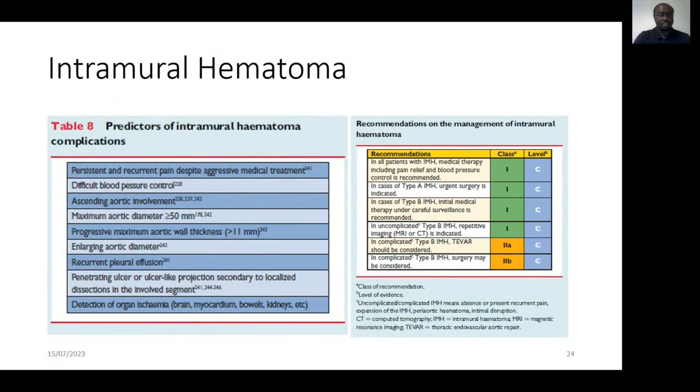What predicts that there will be complications if you cannot control the blood pressure? This might be complicated. And if the size is above 11 millimeters, then you think about a procedure for this patient. If they're having effusions on both sides, then you think of impending rupture or myocardial ischemia, and treat them as a type A dissection. So same as type A dissection, urgent surgery is recommended, and blood pressure control is also recommended, class 1 indication.